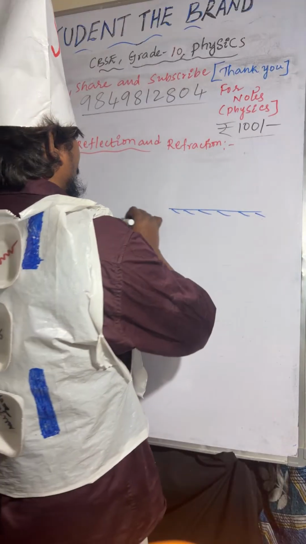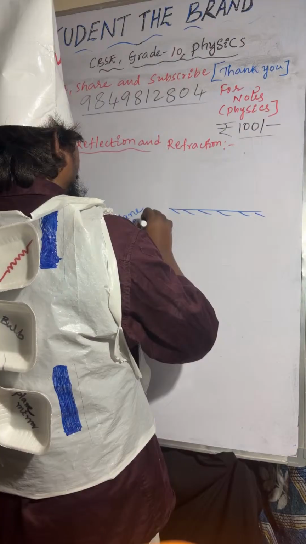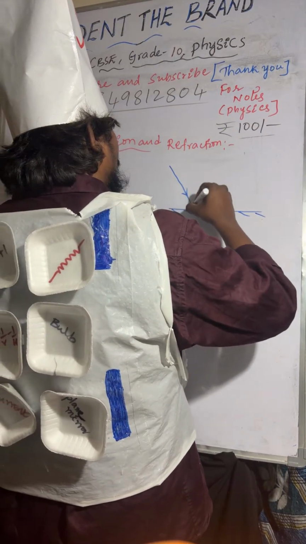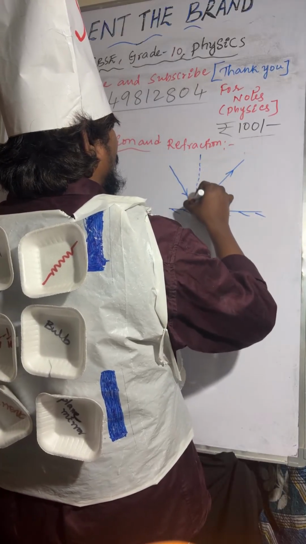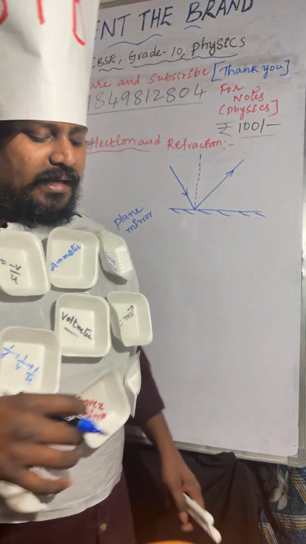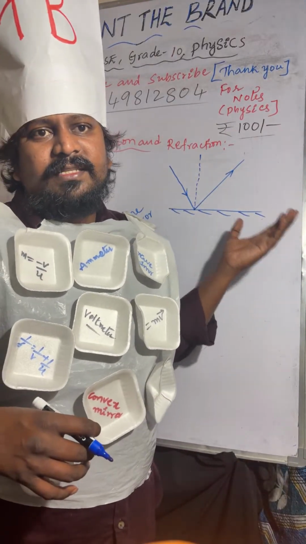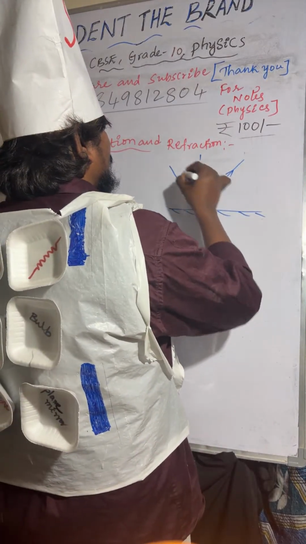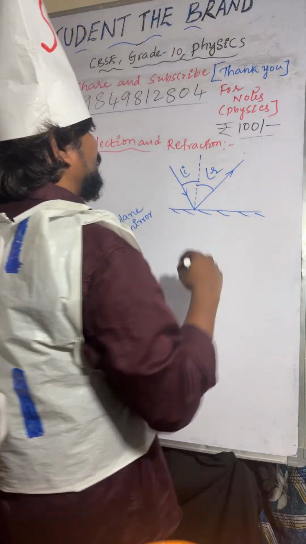So this is a plane mirror. This is the incident ray, the reflected ray, and this one is the normal line. The angle between the incident ray and the normal line is called the angle of incidence. The angle between the reflected ray and the normal line is called the angle of reflection.